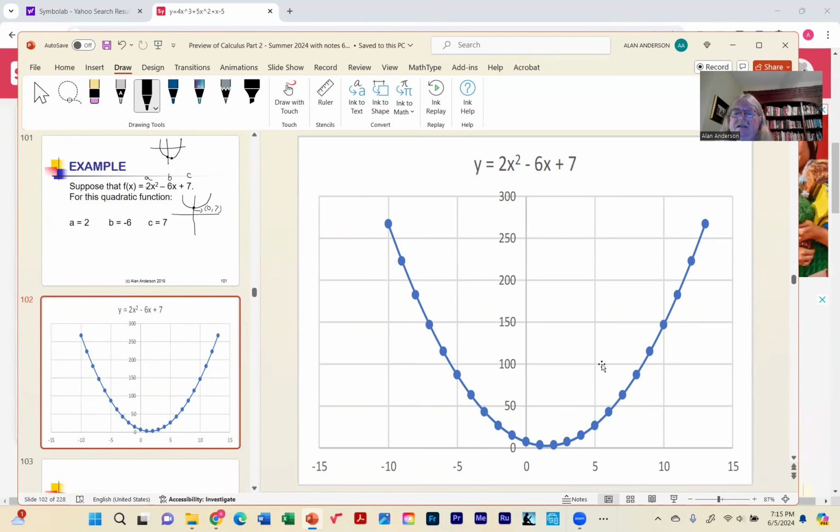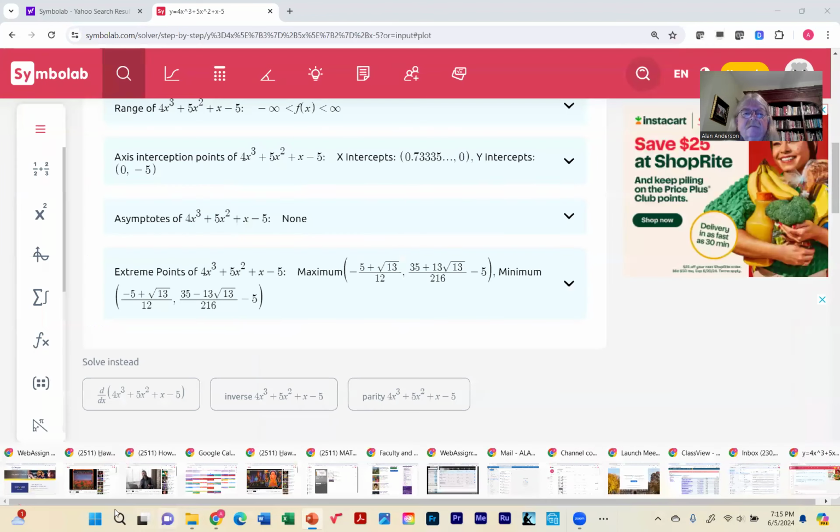So yeah, this is the Excel graph of it. I'll tell you, let's do this in Symbolab, because Symbolab will identify exactly where the vertex is.